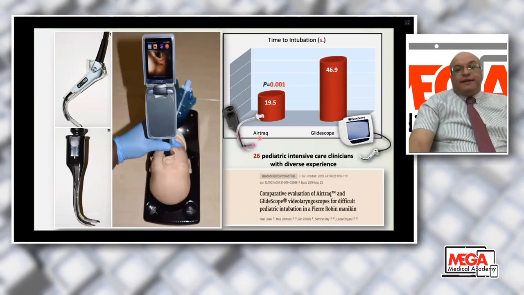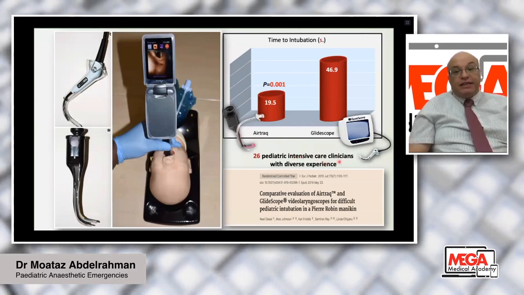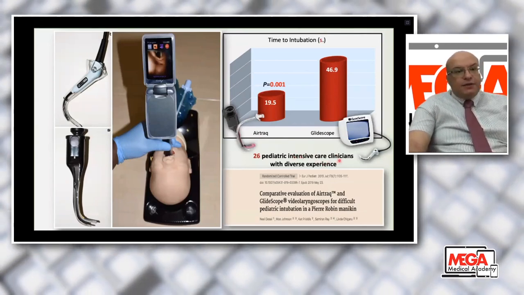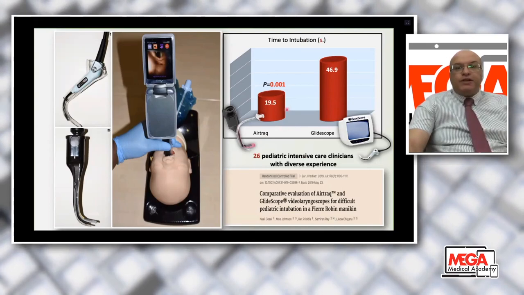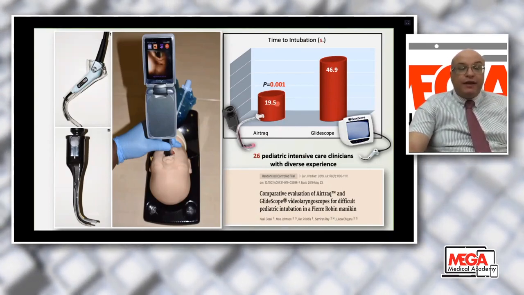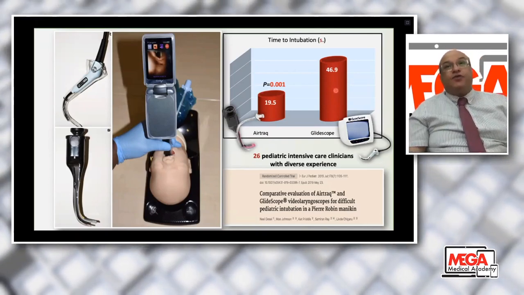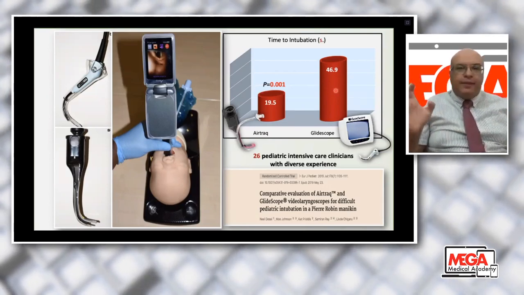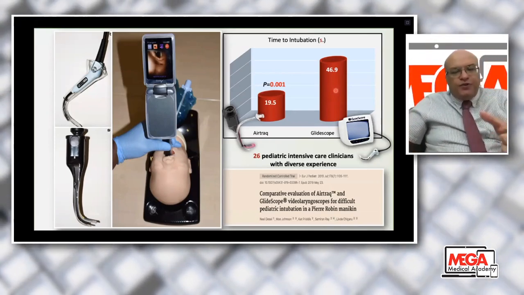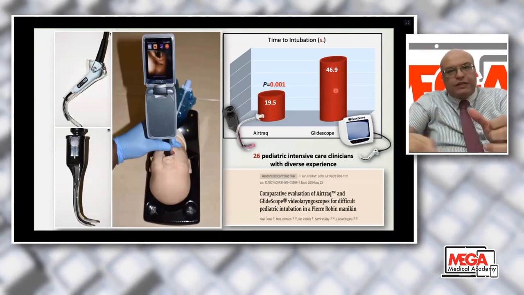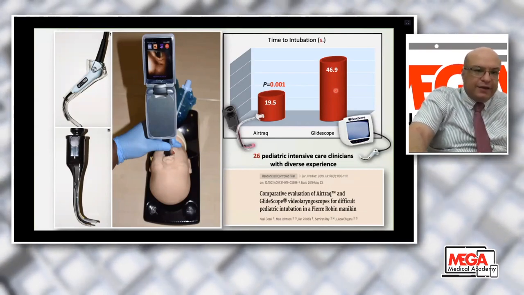As a comparative study between AirTraq and GlideScope, including 26 pediatric intensive care clinicians with diverse experience, they used the GVL GlideScope with AirTraq on mannequins, and they found time to intubation was significantly less. You can see it is a big difference between 19.5 seconds and 46 seconds using GlideScope. That is thanks not to the AirTraq per se, but to any channel video laryngoscope. The presence of the channel facilitates it: you introduce the scope to the tip and then the tube goes through the channel directly to the glottis. So this is thanks to the channel of this guided laryngoscope.